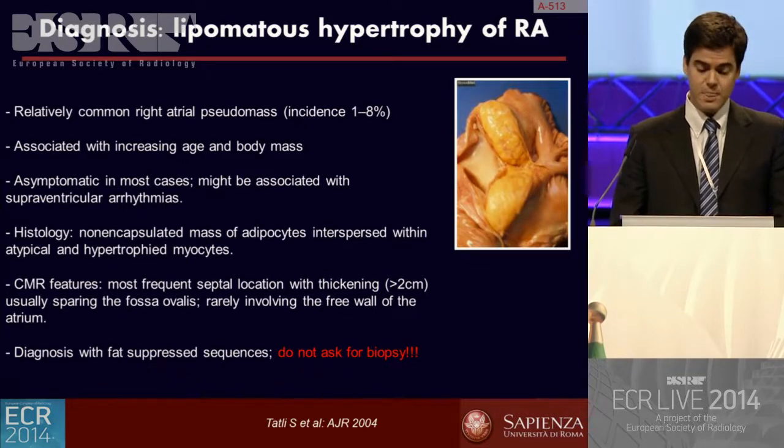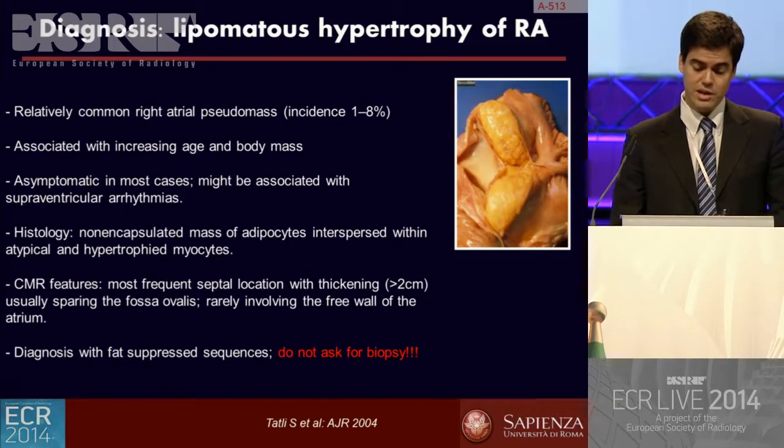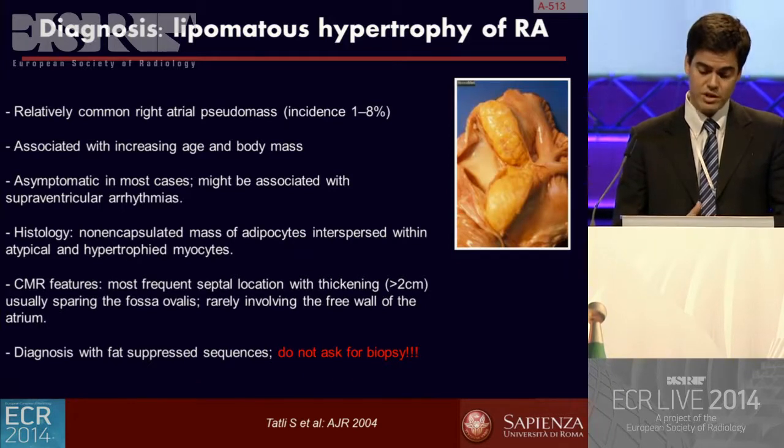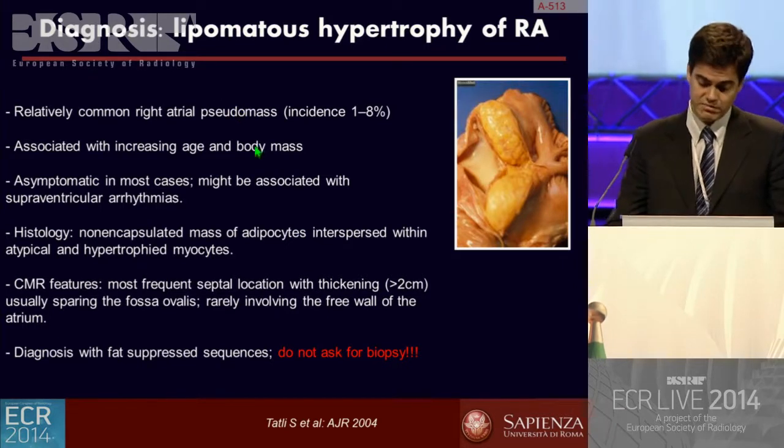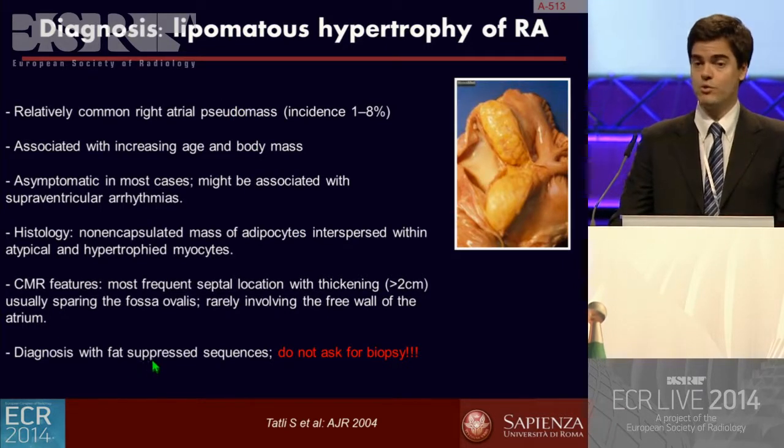At histology, and this is a differential diagnosis versus a lipoma, it is a non-encapsulated mass of adipocytes interspersed within the atypical and hypertrophied myocyte. Whenever we do an MR for those cases, do not ask for biopsy and even do not ask for follow-up because it's very typical.